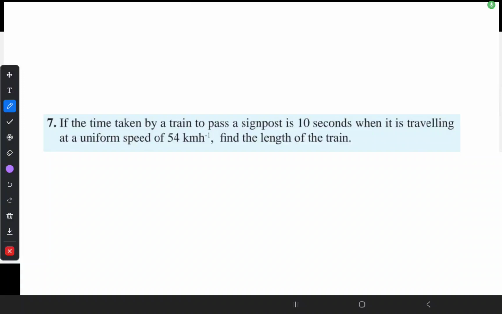If the time taken by a train to pass a signpost is 10 seconds when it is traveling at a uniform speed of 54 km per hour, find the length of the train. So we know the speed and the time taken. So we are going to find the length of the train.